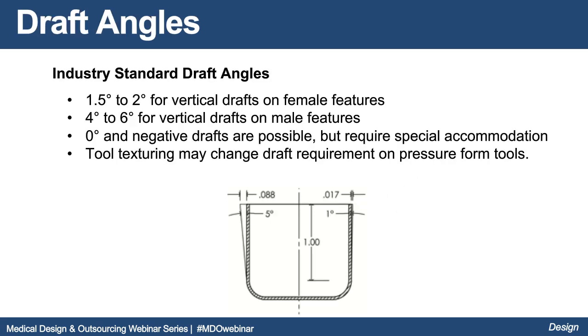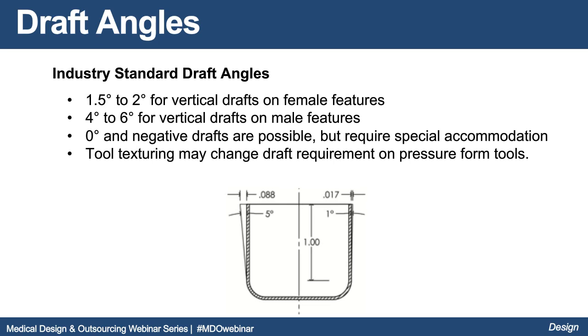Draft angles. Draft angles are always a fun conversation with engineering. Engineering wants 0, the manufacturer wants 5. We typically end up somewhere in the middle. Below is an industry standard of what we're looking for on draft angles. Pressure form tools, typically 1.5 to 2 degrees for your draft. Male tools are going to be 4 to 6 degrees. One of the things we are able to accomplish in pressure forming tools is we can go zero, even negative draft. Typically this is done by actuating that wall or that side.